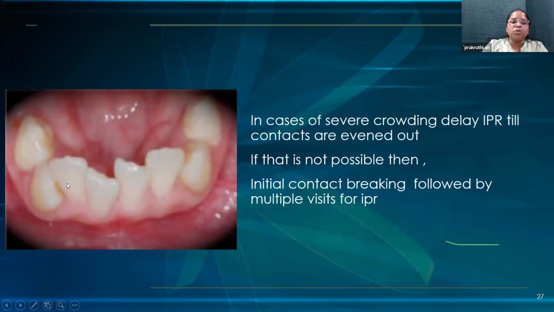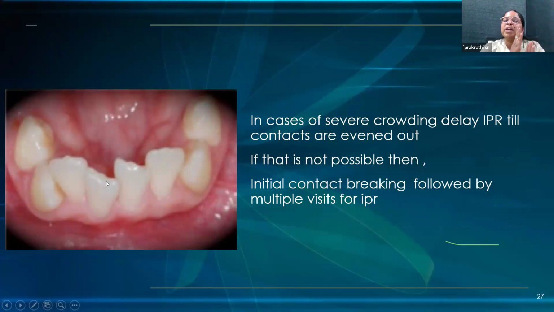Now I just want all of you to notice the canine and the lateral incisor over here. When such a case has been given, is it ideal to just go ahead and do interproximal reduction in this case? Definitely, it is not at all a possible movement, not at all a possible task. You'll be stripping on the lingual side of one tooth and on the mesial side of another tooth. That is not what is required.